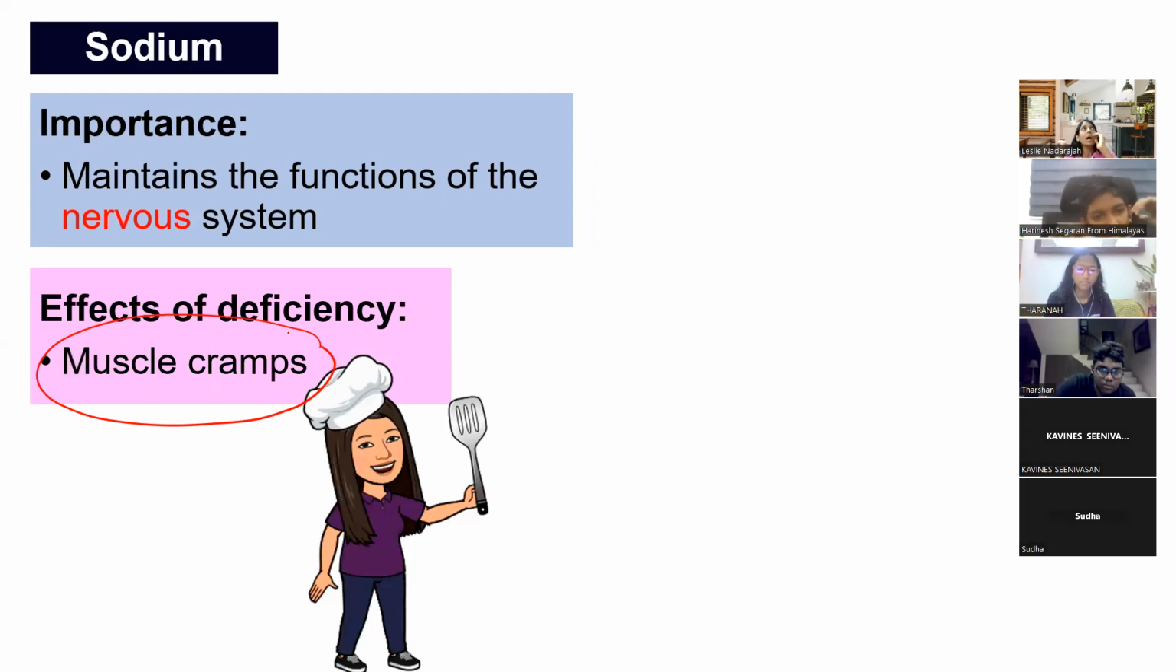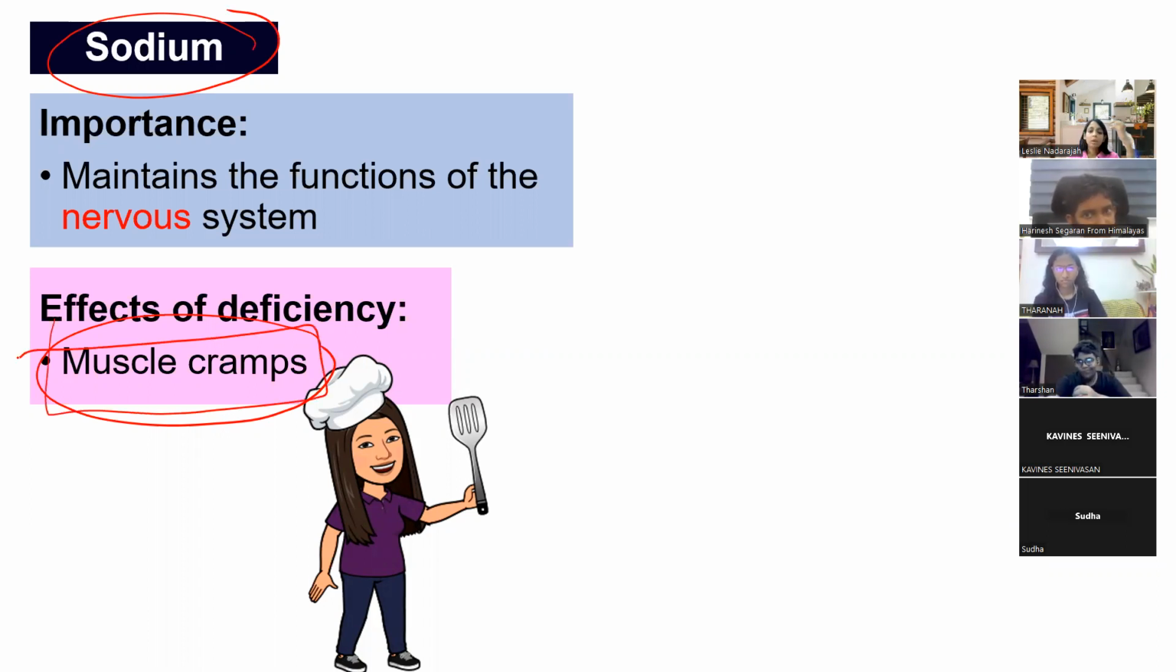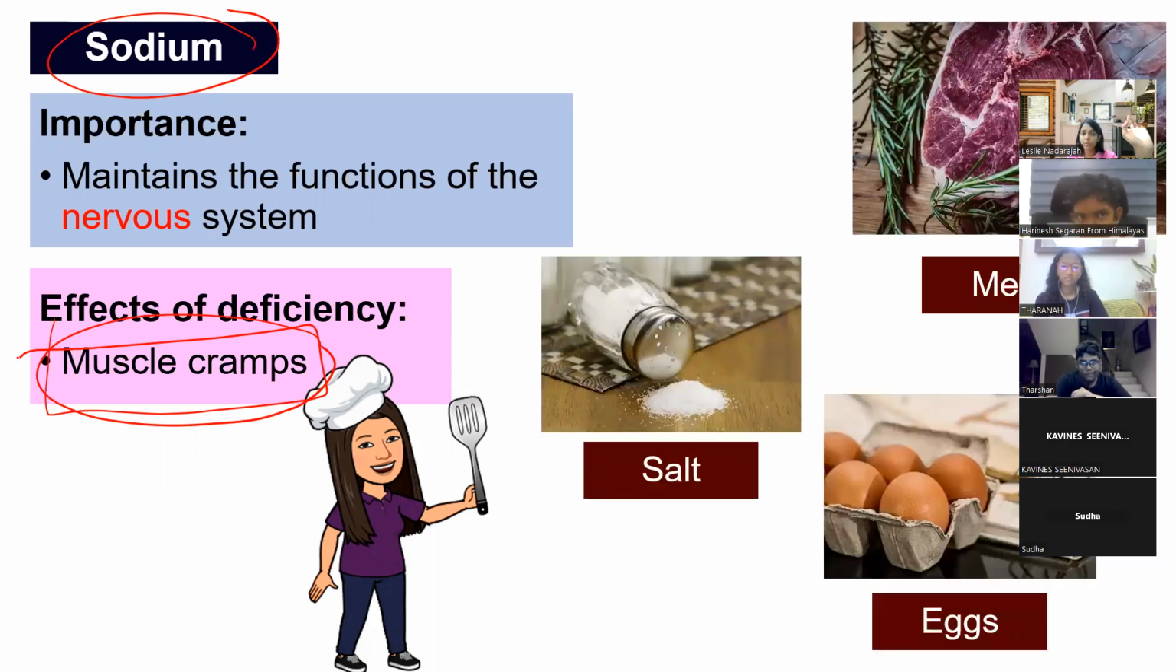So let's say you are having diarrhea, or you're vomiting, you're having food poisoning, and you keep throwing up and having diarrhea. Let's say you go to the hospital and you go for drips, where the doctor puts something into your veins. What they will do is add sodium into your body, because if you don't have enough sodium, you will get muscle cramps. So take note, those of you who feel that sometimes you get a lot of muscle cramps, check whether it's sodium. You need salt for this, and also meat as well.